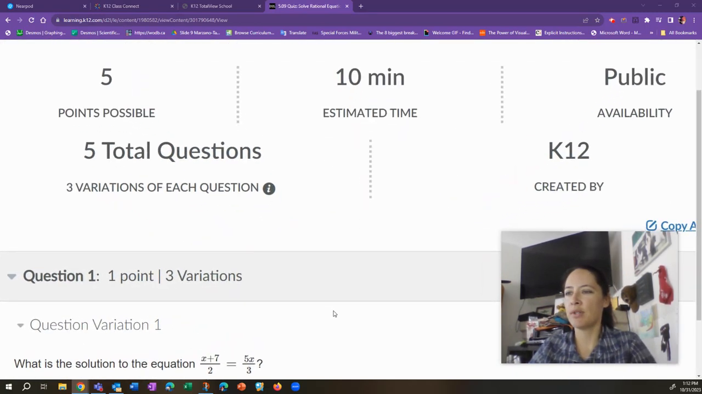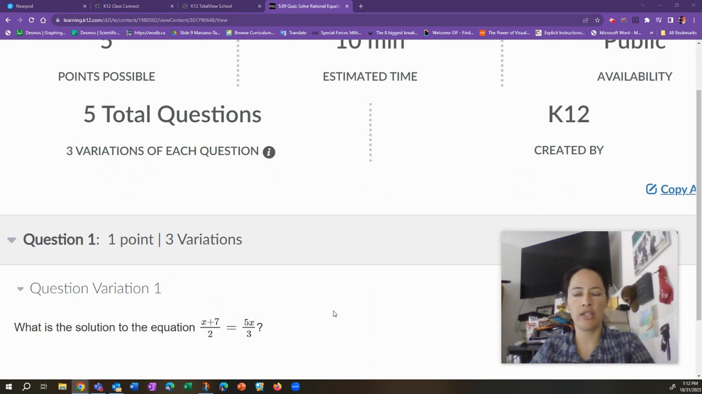Zooming in, what is the solution to the equation (x + 7)/2 = 5x/3? You might have different numbers or slightly different variables, but what we're going to use is a strategy called cross multiplication. We're just getting rid of the denominator from each side.